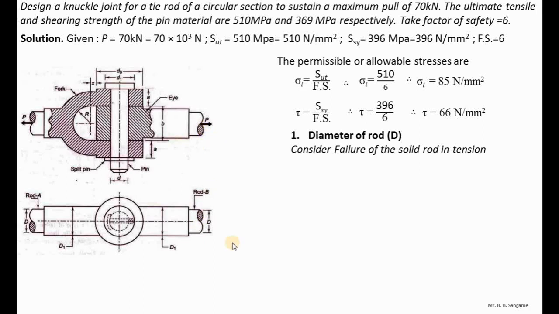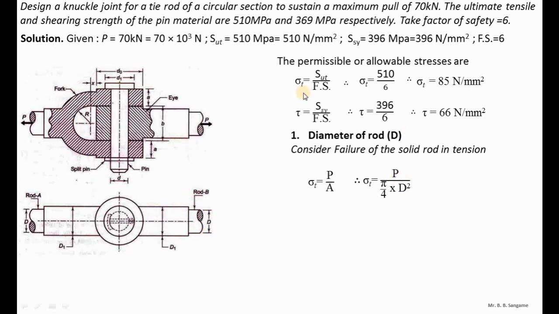Here we can observe that the rod D is subjected to axial tensile force. So we know that after the application of force P, a tensile stress gets induced inside the rod. So sigma T equals P by A. Here P is the applied force, A is the cross sectional area. The cross sectional area of rod is pi by 4 d square.